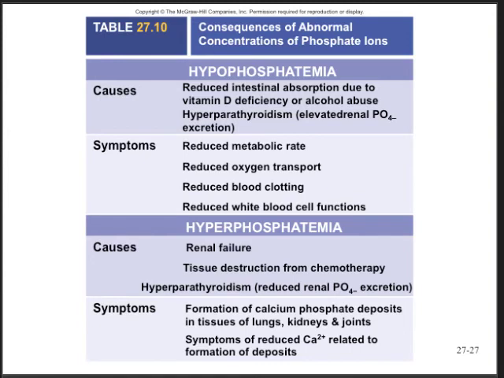Bottom line, it is an important ion to maintain within homeostatic limits because of its role in signaling, its role in nucleotide production, DNA and RNA production, and also phospholipid production.